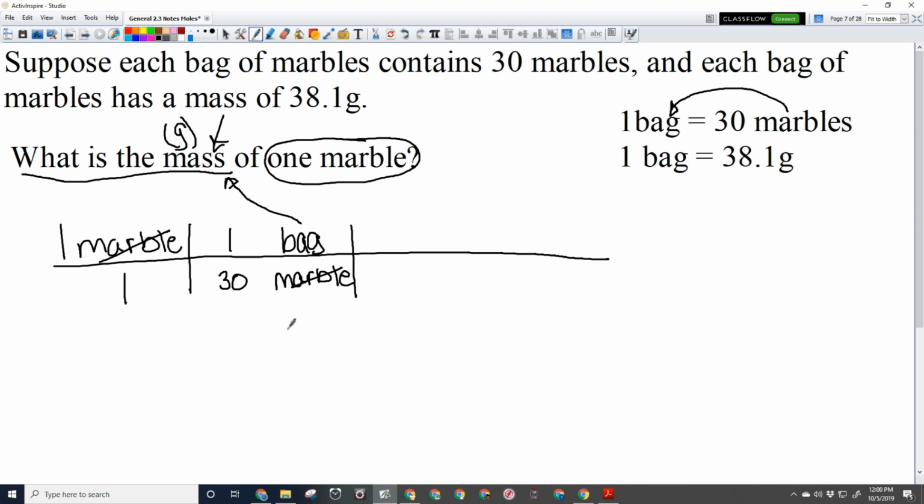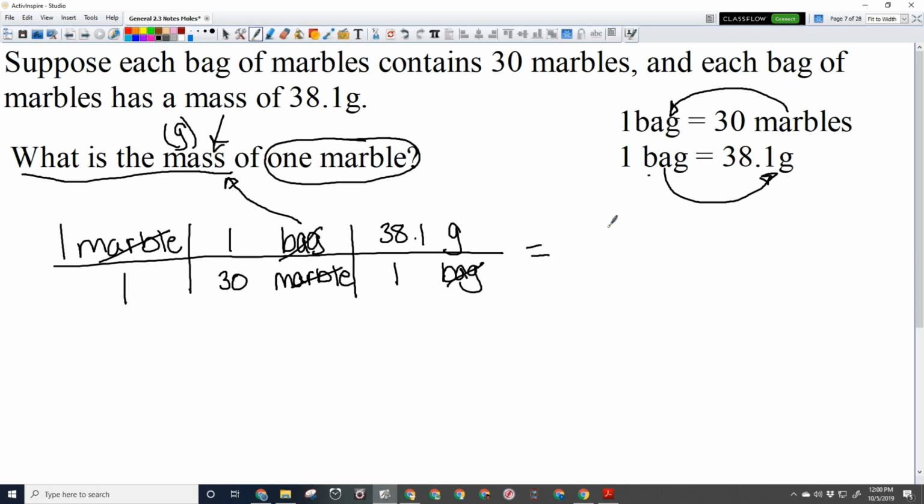We want a mass. All right, so all over again, what do we want to get rid of? Bags. What do you want to convert bags to? Now we can go from bags to grams. So we have a conversion for that. So 1 bag is 38.1 grams. Cancel what you can cancel. We're left with grams. That's what we want for our answer. So we don't need any more of that line. We can erase that. Now we can do our math.